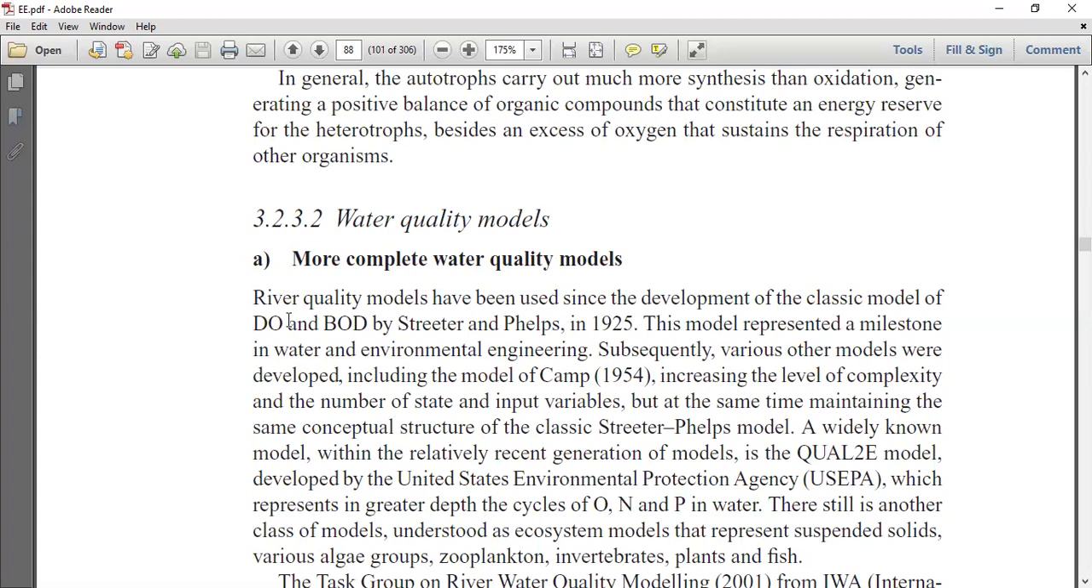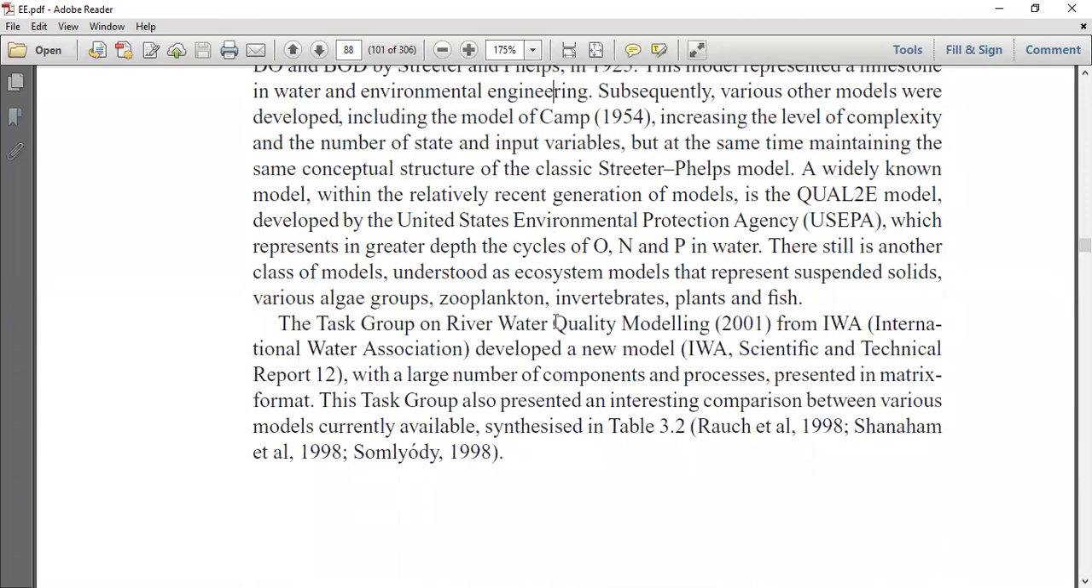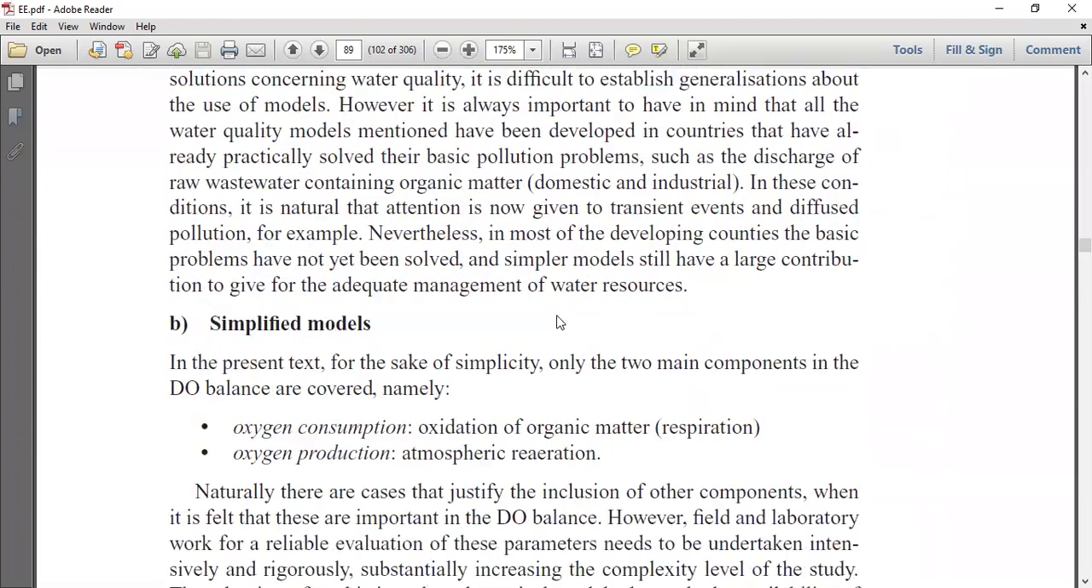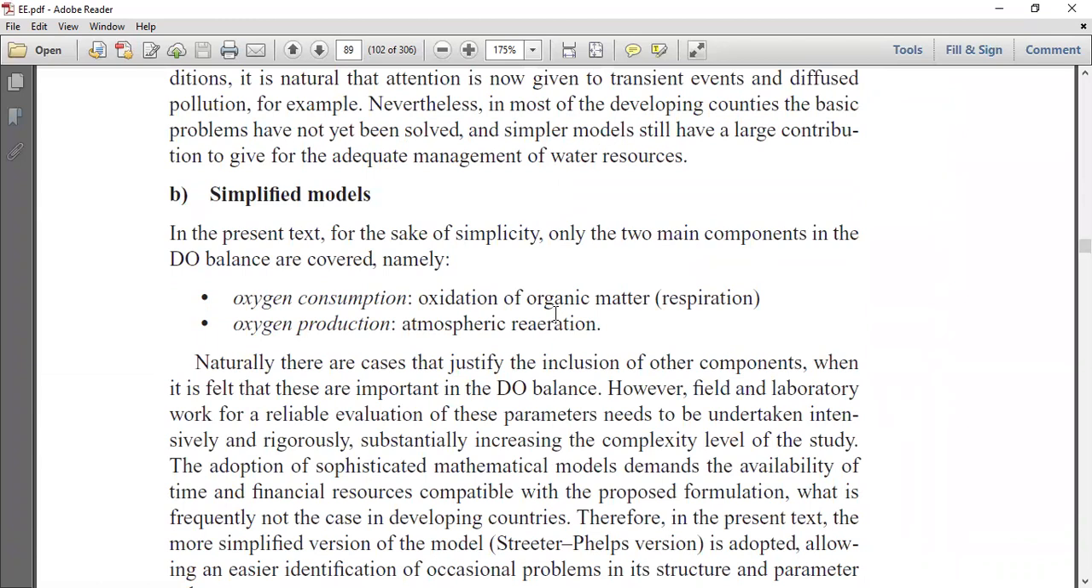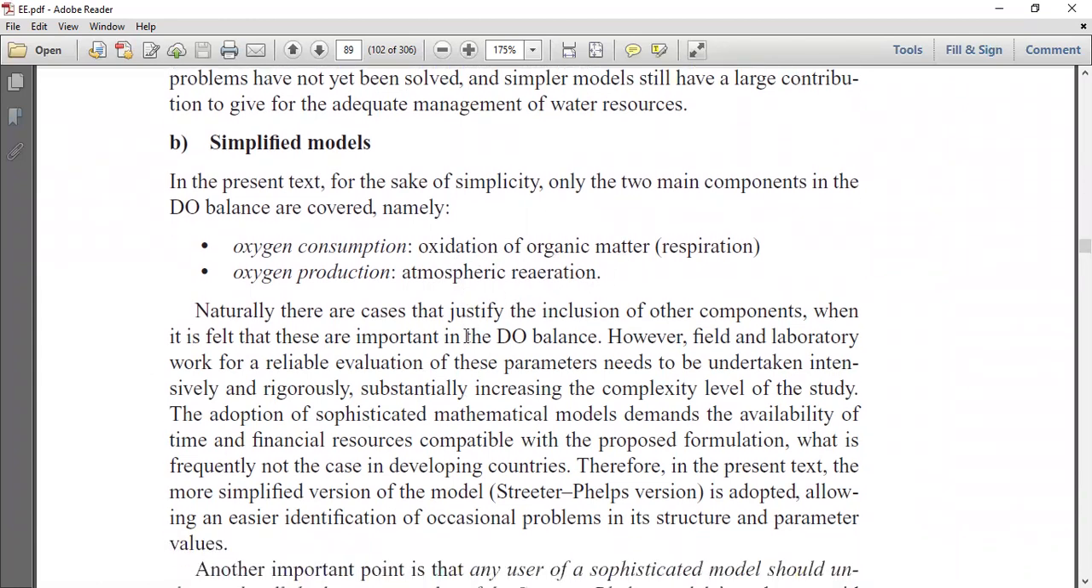Subsequently, various other models were developed, including the QUAL model, increasing the level of complexity and the number of state and input variables, but at the same time maintaining the same conceptual structure of the classic Streeter-Phelps model, a widely known model within the relatively recent generation of models. So in the present text, for the sake of simplicity, only two main components in the DO balance are covered: oxygen consumption, oxidation of organic matter, and oxygen production, atmospheric re-aeration.